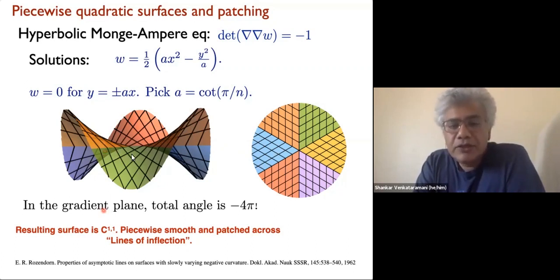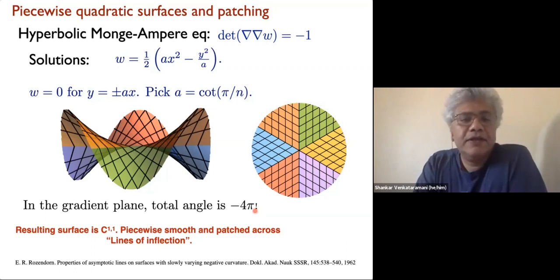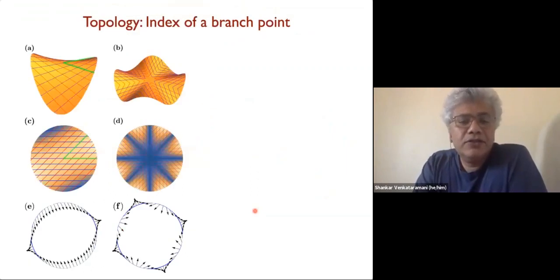But there's also a difference, or there's this extra feature, namely there's a point where it seems like we should be able to define an index, and that index is not what you would expect for a C2 surface. Okay, and so this is true. So here is the quadratic saddle. If you draw the gradient and go around a circle once, say clockwise, the gradient will go around counterclockwise. And here is the thing with a branch point where you put 8 quadratic pieces together, and now you get something else.